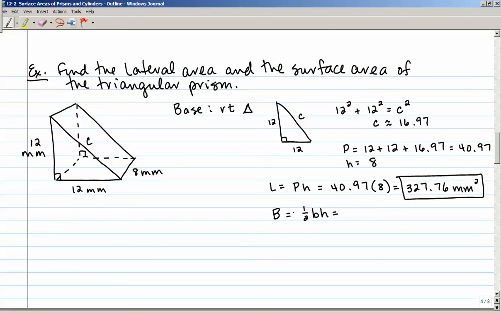So big B is equal to 1/2. The base of that right triangle is 12. The height of that right triangle is 12, so the area of the base is 72. Now to find the total surface area, I'm going to do the lateral area, which is 327.76, plus 2 times the area of the base.